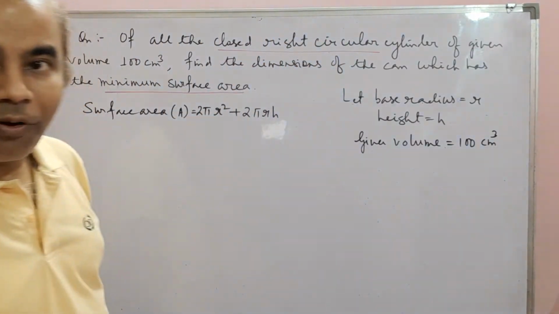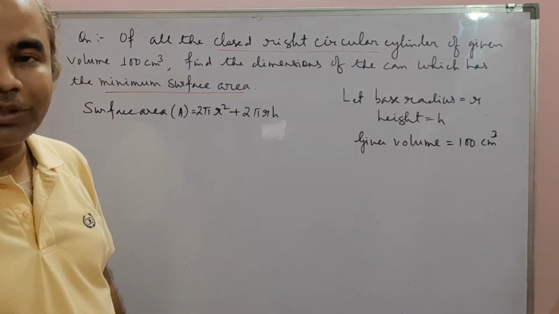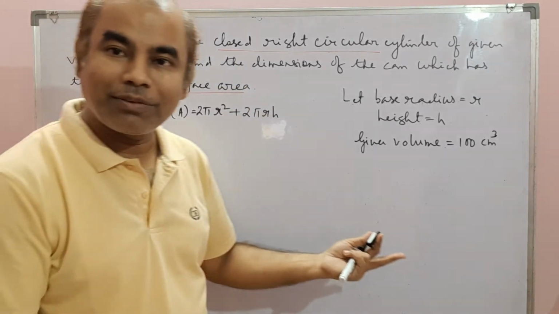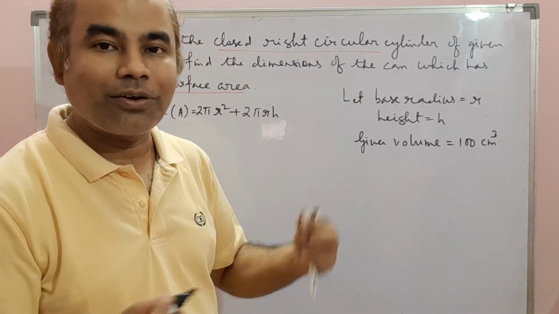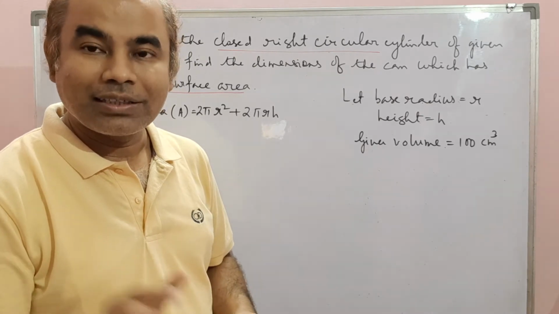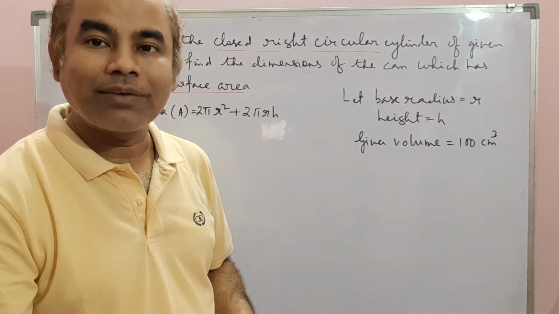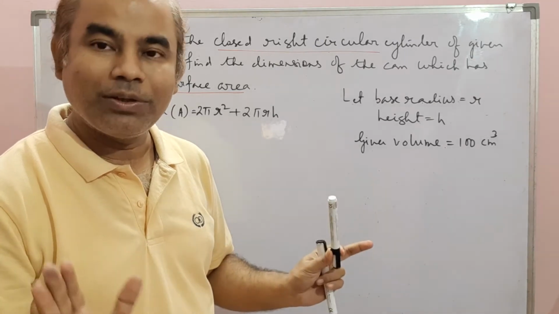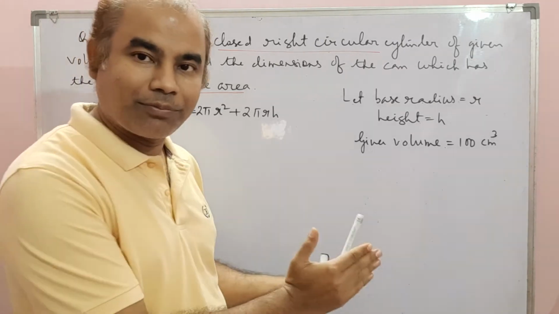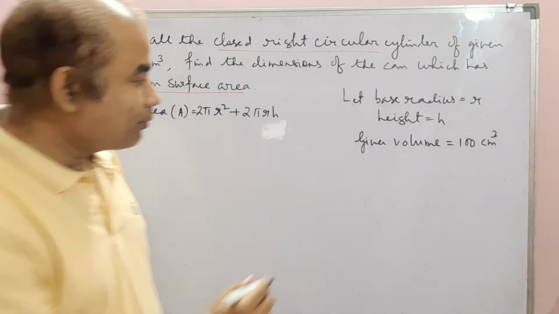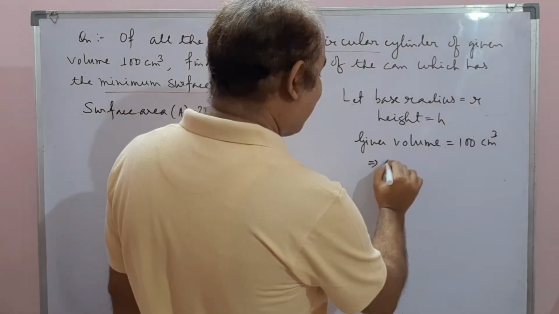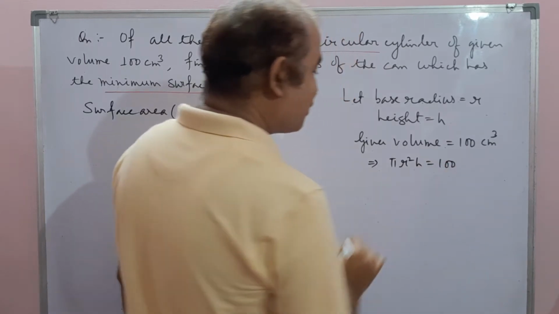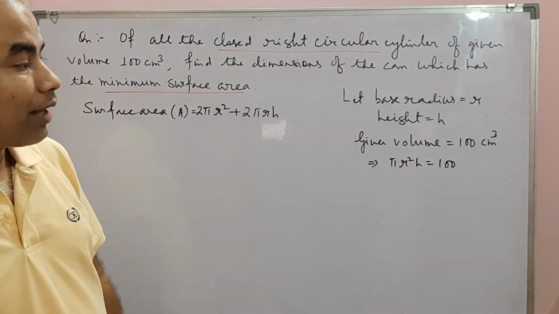Remember, the word given means constant. Whichever is given, that is constant. So here volume is 100 centimeter cube, a constant quantity. Sometimes it is a known constant, sometimes it may be just given that volume is given but the value is unknown. We'll discuss that type of question also. Now focus on this. What is the formula for the volume of a cylinder? All of you know, pi r square h is equal to 100. So it is a relation between the two variables r and h.